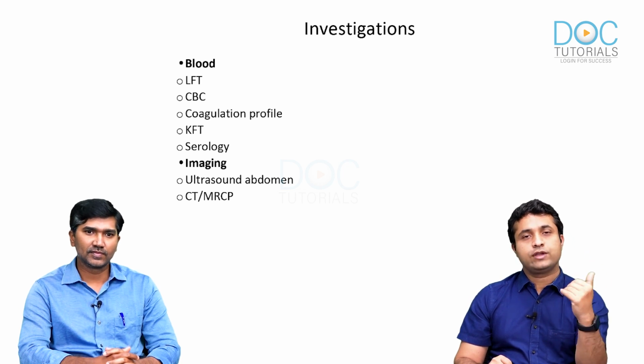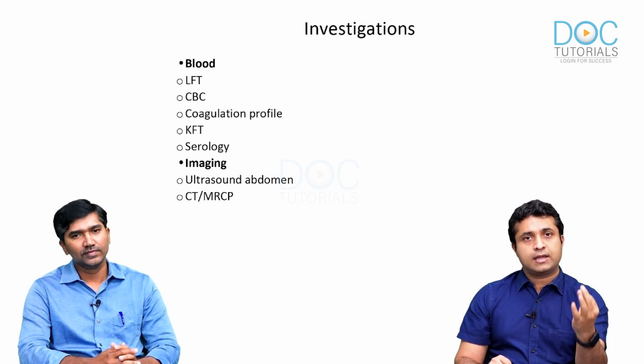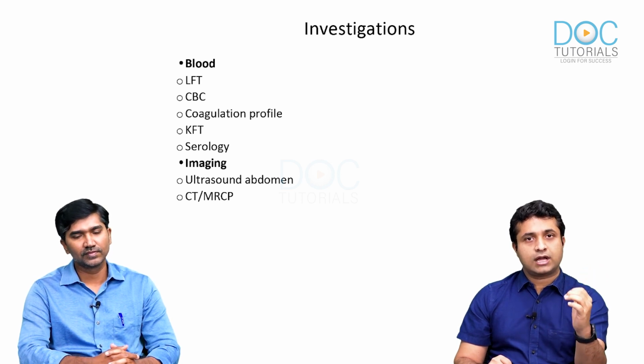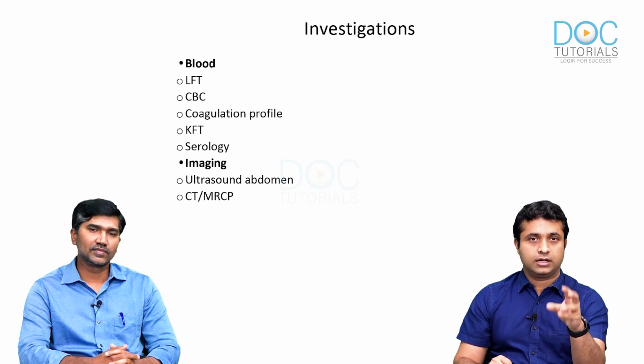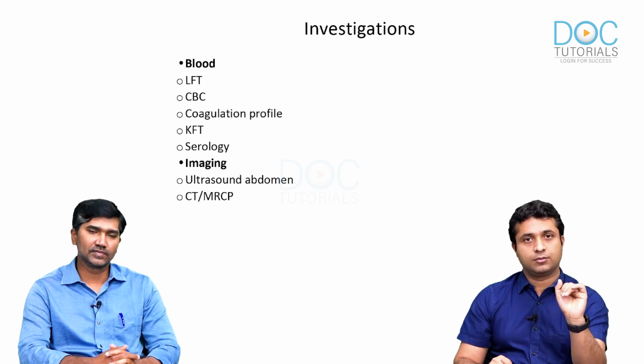Okay. Next, moving on to the imaging. Primarily, we will do an ultrasound abdomen. In the ultrasound abdomen, what do we look for? Whether the GB is distended or not, whether the bilateral IHBRD, intrahepatic biliary radicals, are dilated or not, whether there is a pneumobilia present or not, any distal obstructions are there or not. These are the things we will look into in ultrasound abdomen.